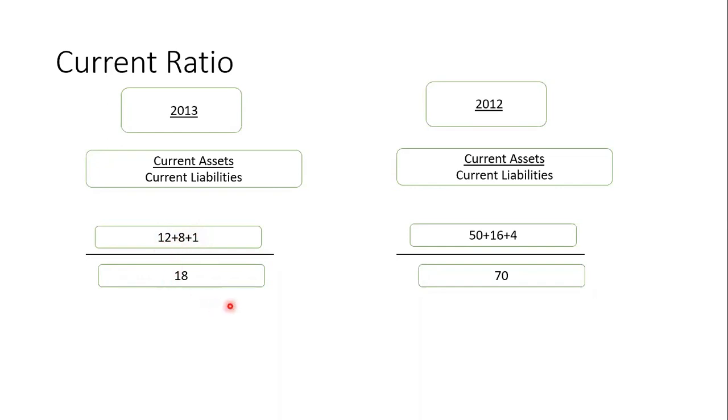So if we work it out, we will get the answer as 1.17. I will express it as 1.17 ratio 1. Similarly, for 2012, if I work this out, my answer will be 1. So I will express it as 1 ratio 1. Now, this means that my current assets are 1.17 times my current liabilities. So clearly, my current assets are more than my current liabilities. It's good, but for the current ratio, it's not enough. If I look at 2012, my current assets were exactly equal to my current liabilities.